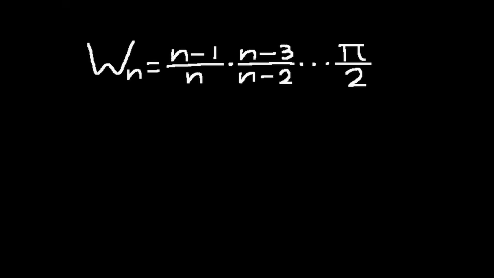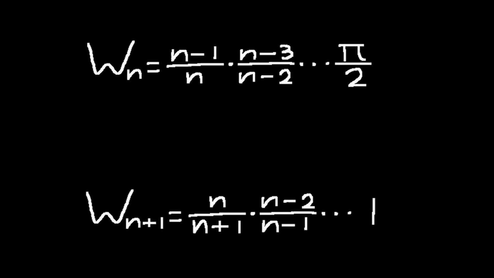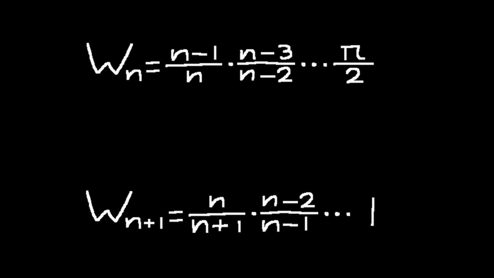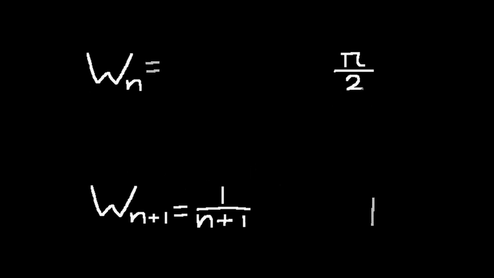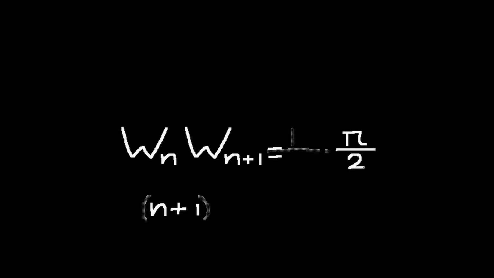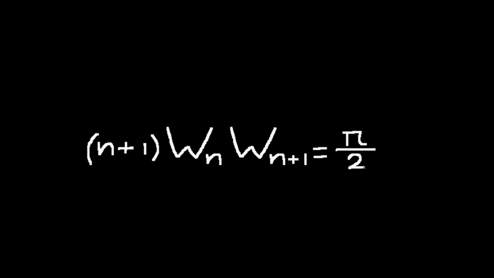Expanding our integral from before, and assuming n is even, we're going to get the following equation. And if we do the same for W of n plus 1, if you haven't noticed yet, a lot of these terms are the same, which means that we can cancel them. In fact, if we multiply W of n by W of n plus 1, we can get rid of all terms except for 1 over n plus 1 and pi over 2. And moving the n plus 1 to the other side, it gives us this neat equation.